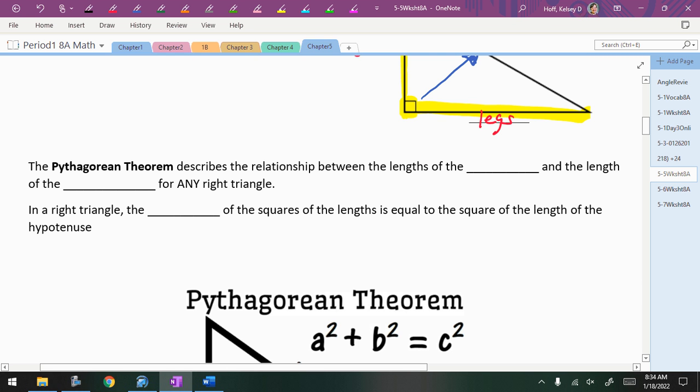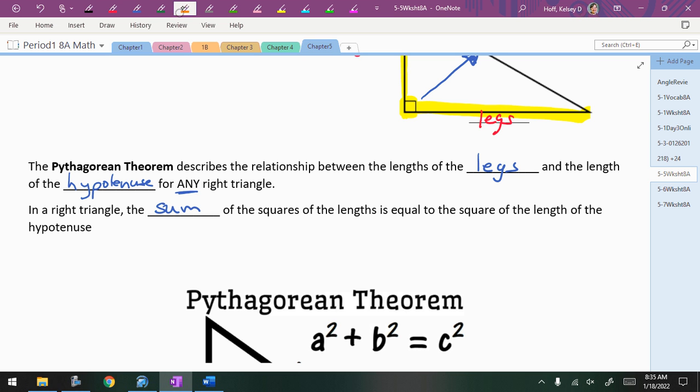It's right up there. So the Pythagorean theorem describes a relationship between the lengths of the legs and the length of the hypotenuse for any right triangle. Hypotenuse. In a right triangle, the sum of the squares of the legs is equal to the square of the hypotenuse. Yikes, right?